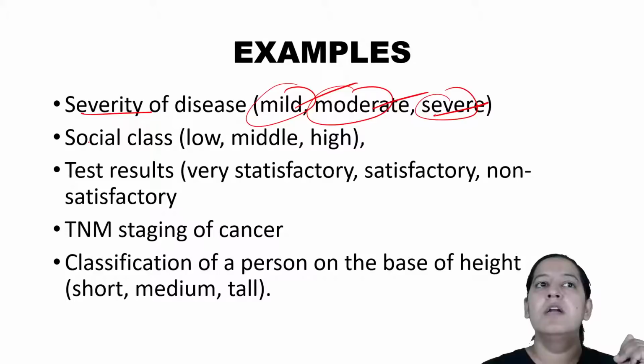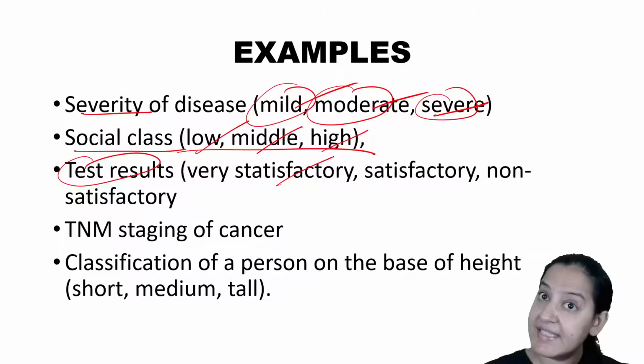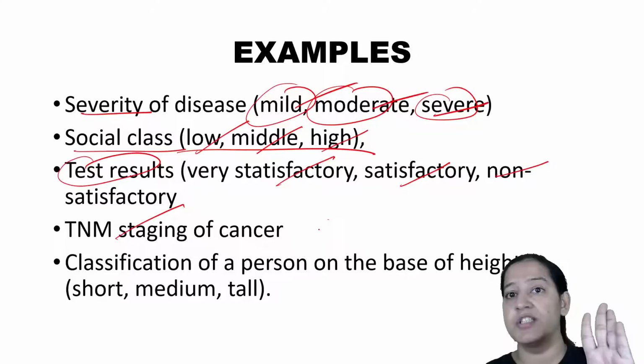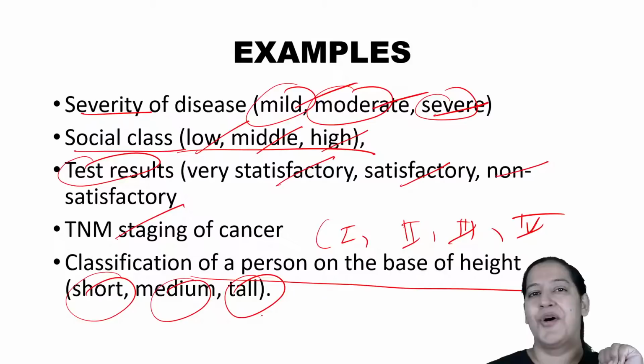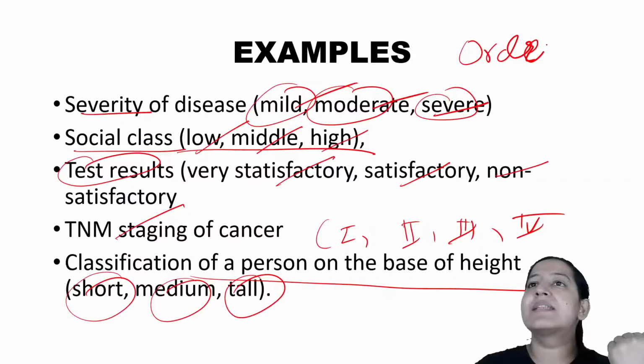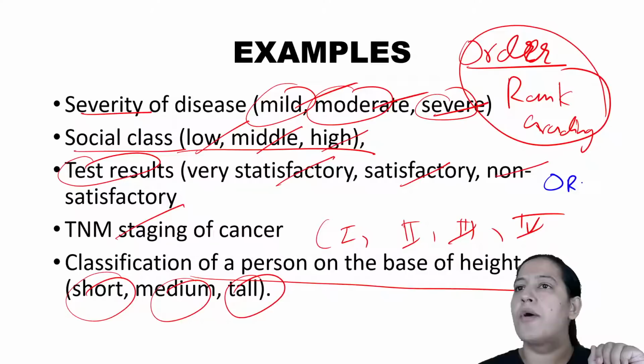What is your social class? Whether your social class is low, you are poor, or whether you are middle class, or whether you are upper, higher class. So there is a particular order. What are the test results? Whether they are very satisfactory or non-satisfactory. So particular order. What is the TNM staging? There are four stages we know. So stage 1, stage 2, stage 3 or stage 4. What is the classification of a person based on height? So whether you are short, medium or tall. So this is a particular order. So particular order means ordinal scale. Order means ordinal. Order you can also call ranking or grading. So ranking, grading, order comes under a scale known as ordinal scale. Give me a thumbs up if you got it.